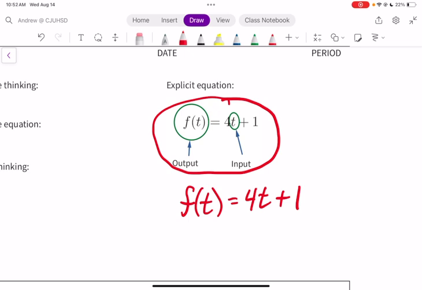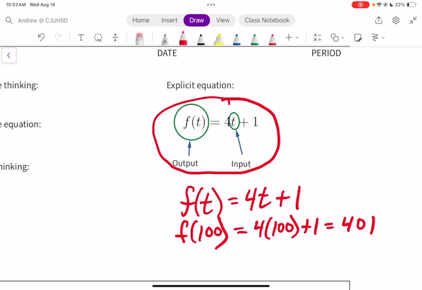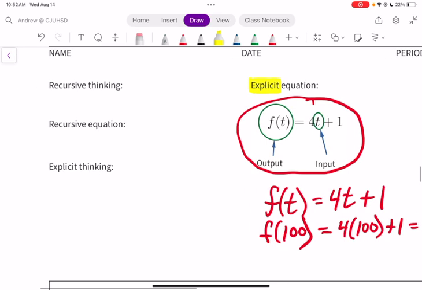Let's see if that works with our pattern. So remember when we went out to 100, it was supposed to be 401. So we would write f of 100, in other words, input 100, and you get 4 times 100 plus 1. And that is 401. Now, when we write an equation this way, it's called the explicit equation, the direct way to write the equation.